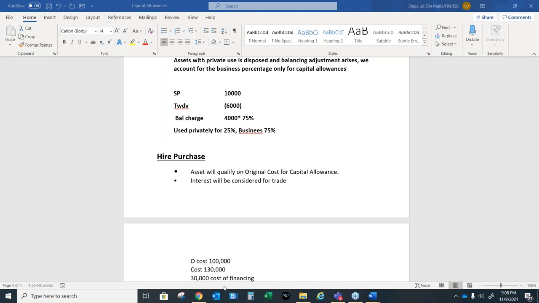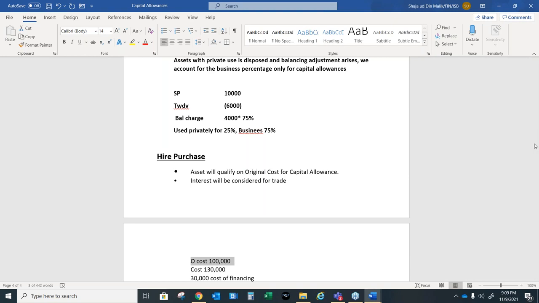disallowed pertaining to the hire purchase agreement. The asset qualifies for not this 130, but qualifies for capital allowances on the amount of £100,000. So any cost of finance, we are not going to get any capital allowances on that cost of finance. That will be dealt under separate provisions that we have already studied in tax adjusted trading profits.